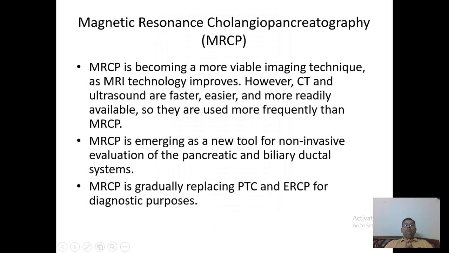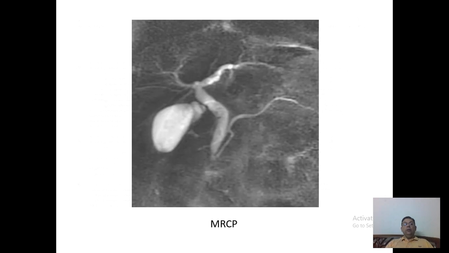Then MRCP, this is the magnetic resonance cholangiopancreatography. It is more available now than it was before. Why is it used? It is used when you are only using it for diagnosis. Of course it cannot give any therapeutic benefit, it cannot remove a stone, it cannot put in a drain, it cannot give you a biopsy, but it gives you good mapping of the area. It is replacing PTC and ERCP, but only for diagnostic purposes, and this is how it looks.